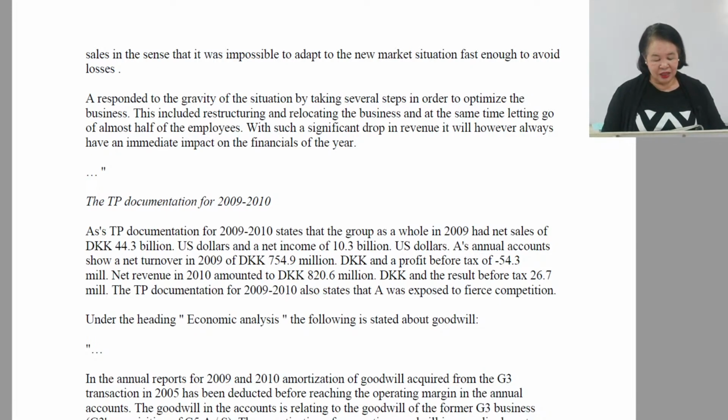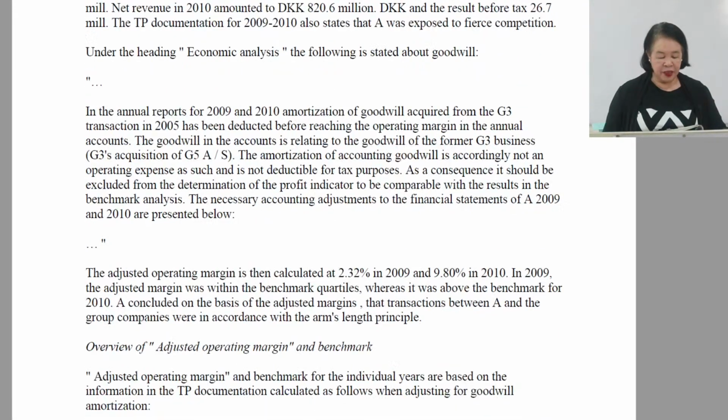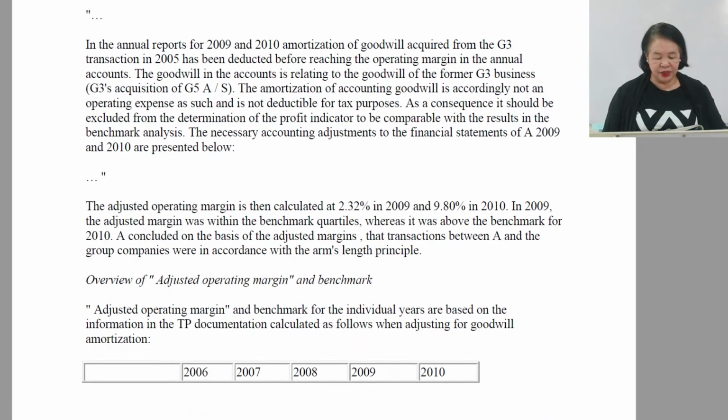The transfer pricing documentation for 2009 and 2010 also states that A was exposed to fierce competition. Kasi remember, ang binibenta niya generic, no? Generic na drugs. Napakamura lang, pero ang daming competitors. Under the heading economic analysis, the following is stated about goodwill, no? So in the annual reports for 2009 and 2010, amortization of goodwill acquired from the G3 transaction in 2005 has been deducted before reaching the operating margin in the annual accounts.